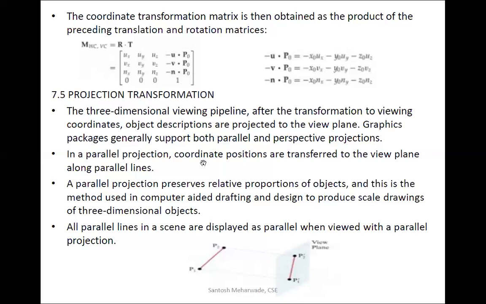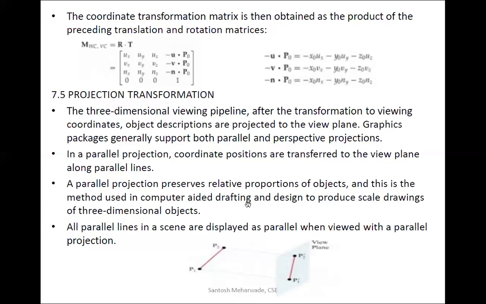In parallel projection, coordinate positions are transformed to the view plane along parallel lines. It means all these parallel lines, or the projection lines coming from the object, are always parallel to each other. They're never going to meet at any point. A parallel projection preserves relative proportions of objects, and this is the method used in computer-aided drafting and design to produce scale drawings of three-dimensional objects.